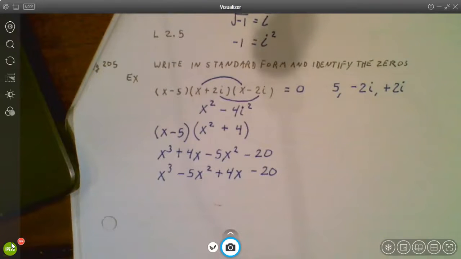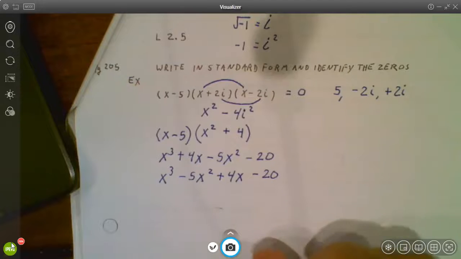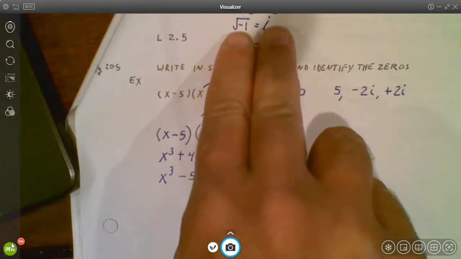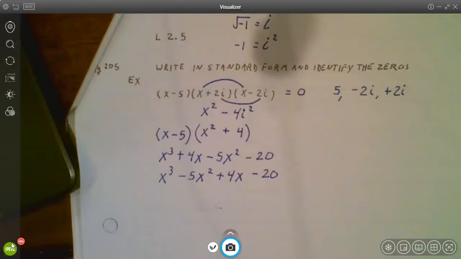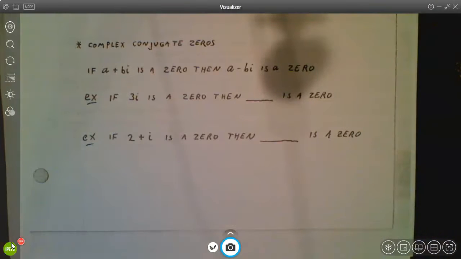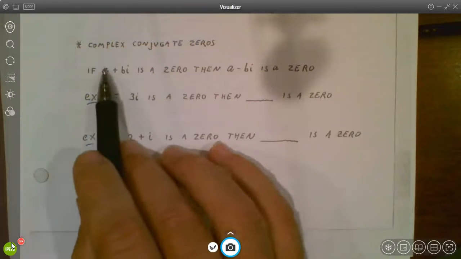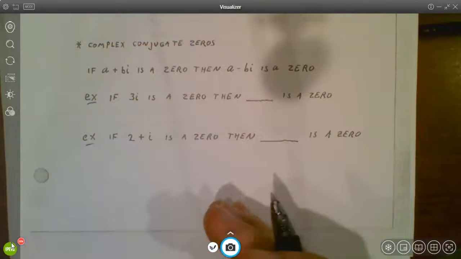So one more idea I want to show you at the bottom of the page. Based on what you see right here, whenever it comes to imaginaries or radicals, because remember there's a huge connection between imaginary numbers and radicals. Whenever it comes to those types of zeros, for every positive there will also be the negative, right? And that's explained right here. Complex conjugate zeros basically says if you have a positive imaginary, you must also have a negative imaginary. And again, that works for radicals too.